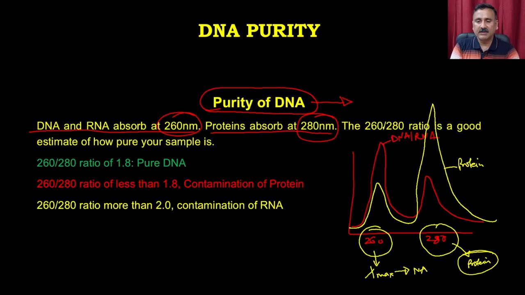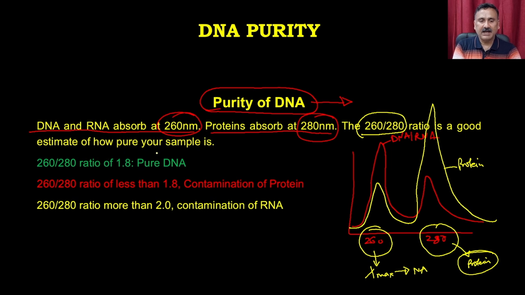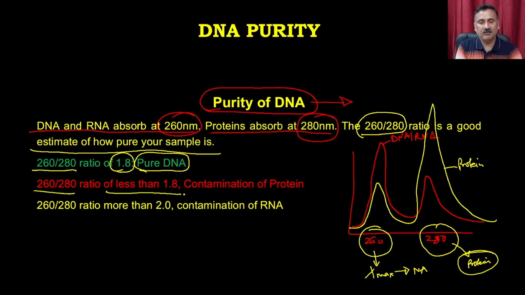And that's why it is important that we should calculate a 260 to 280 ratio. So you take the absorbance not only at 260 nanometer but at 280 nanometer, and that is going to tell you the purity of your sample. For example, if you calculate the 260 to 280 ratio and it comes to 1.8, right, then it is a pure DNA. If the 260 to 280 ratio is less than 1.8, then there will be a contamination of the protein, which means this component is now increasing and this component remains the same, right? This means the ratio is going to lower down, right?